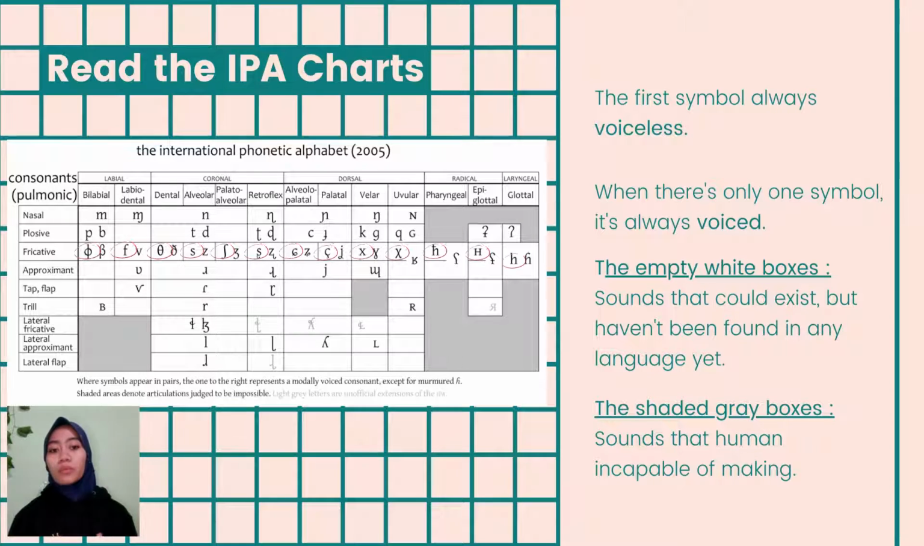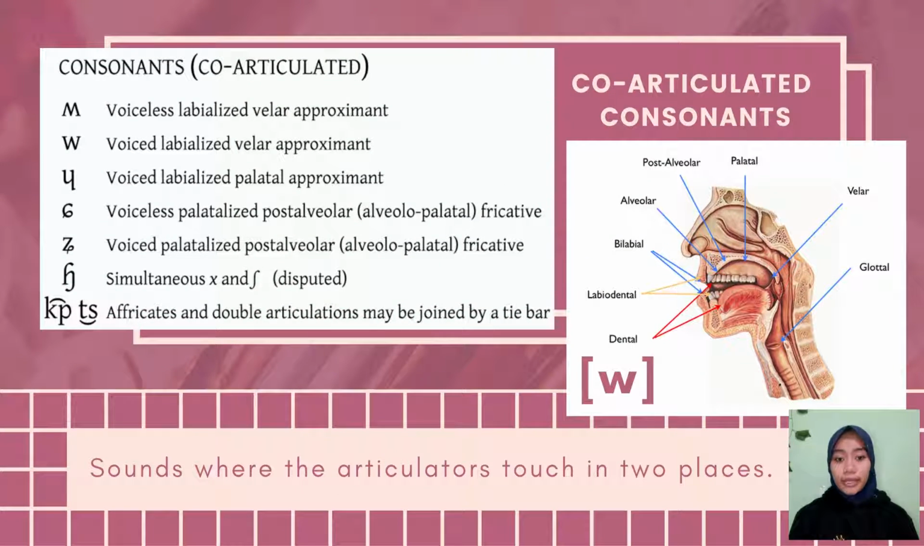And the empty white boxes are sounds that could exist but haven't been found in any known language yet. And the shaded gray boxes are sounds that the human is incapable of making, or we just don't think the human body is capable of making. Let's move on to the next slide.